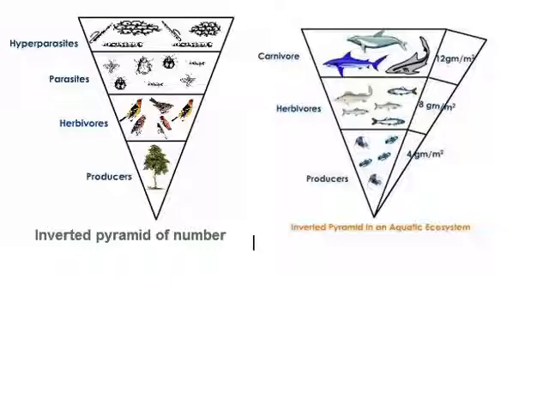Let's look at the second version over here. Now look at what we're looking at. 4 grams per square meter, 8 grams per square meter, 12 grams per square meter. So this is looking at the biomass. And again, it's inverted. So instead of having more producers, you have less.